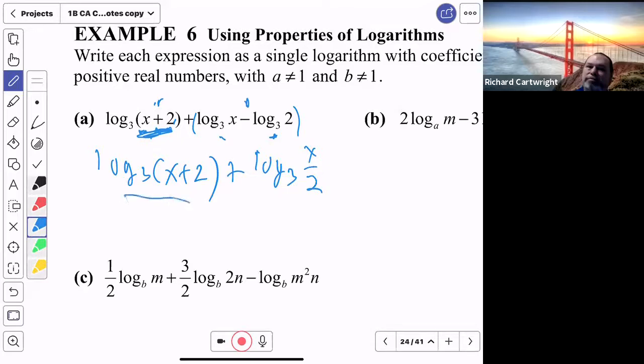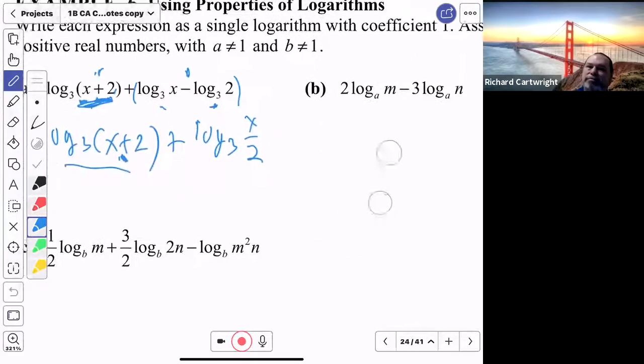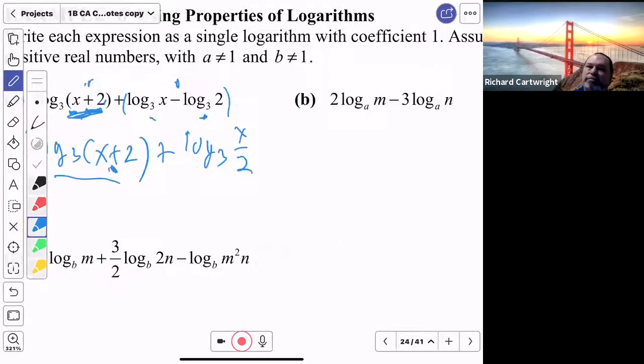You can't put these together because this inside can't be broken apart. I think that's a trick question. If you had 2 logs and you were adding the 2 logs, then you could take the log of the product, but you couldn't do what that is.